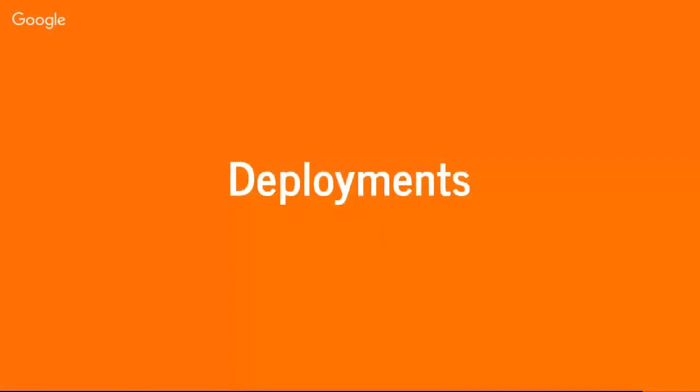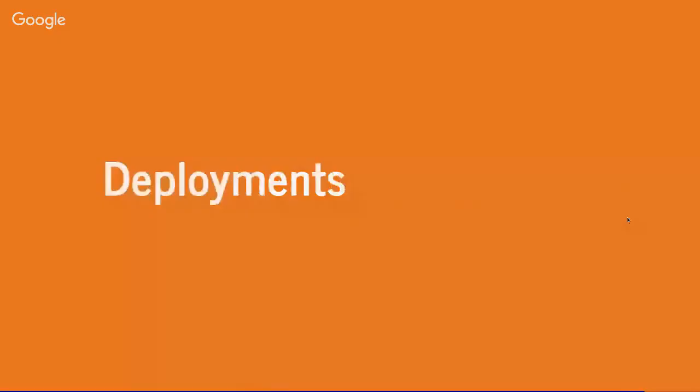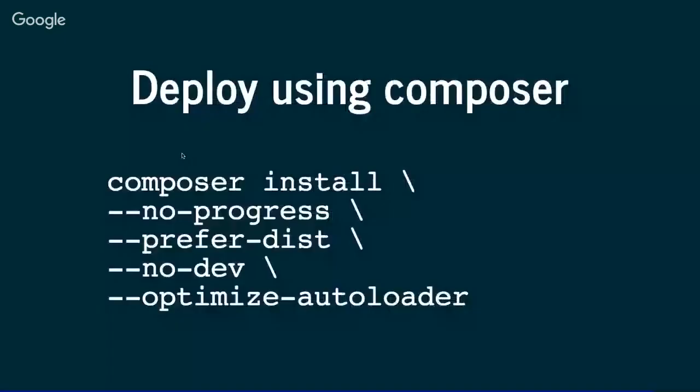For deployment, you can do something like this. Composer install, if you want to deploy your project. But when you are deploying, you make sure you are passing those flags, like no-progress. If you are deploying, you don't want to see all the output in the CLI. You also prefer dist, which means you will be getting the packaged version of your project. It won't be cloning the project for you, so you don't require Git installed on the server.